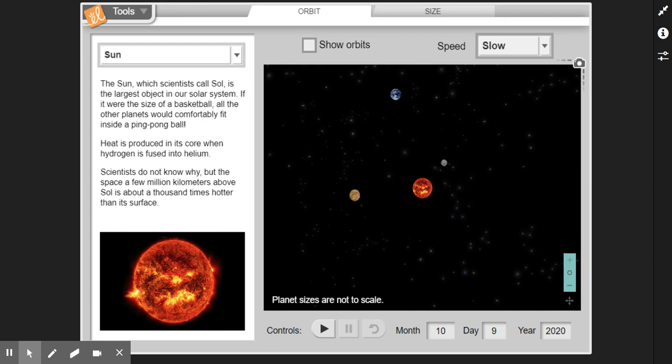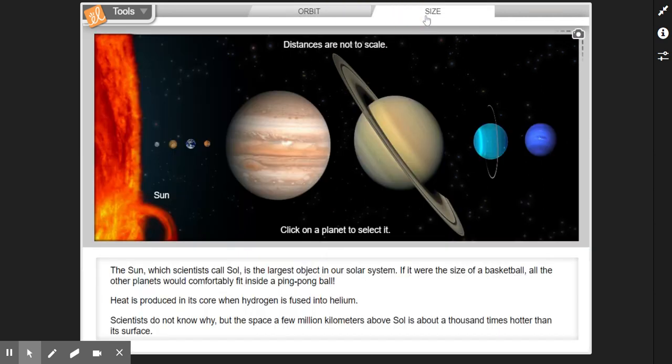Okay, so we are on page 33. Now page 33, we're going to be comparing planets. All right, activity B says get the gizmo ready by selecting the size tab. So remember under orbits, the planet sizes are not to scale. Now it's saying the distances are not to scale. Okay, so now they're really showing you how the planets compare in size.